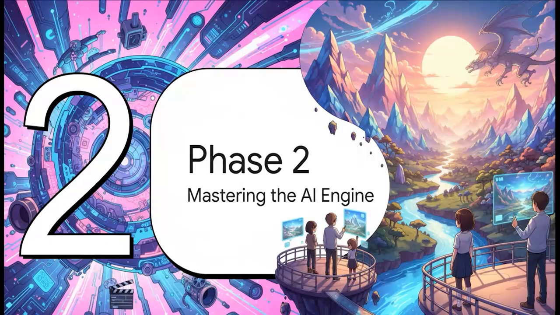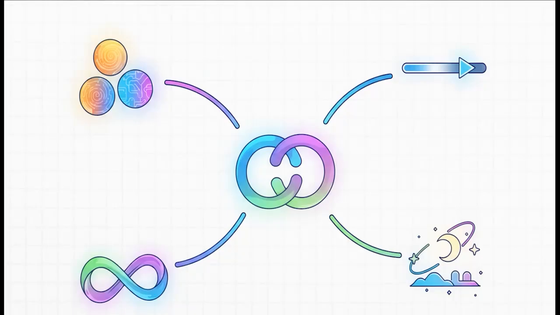Okay, so you've crafted the perfect prompt. Now let's move on to phase 2, which is all about mastering the AI engine while it's actually doing the generation. So now we're getting into the engine room, so to speak. We're going to look at 4 really powerful techniques here. How to choose the right model, how to get precise control over the motion, creating perfect loops, and even how you can build entire worlds using time-lapses.